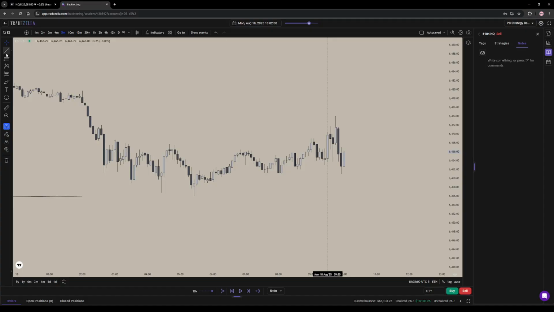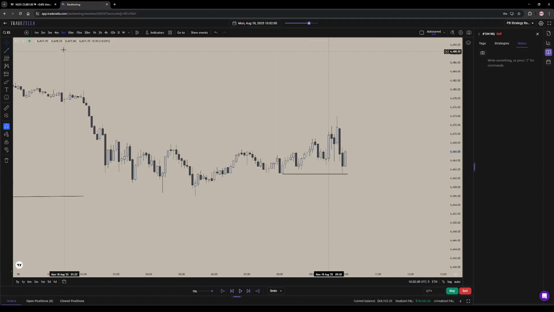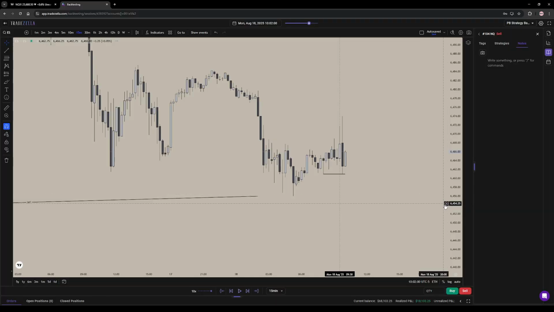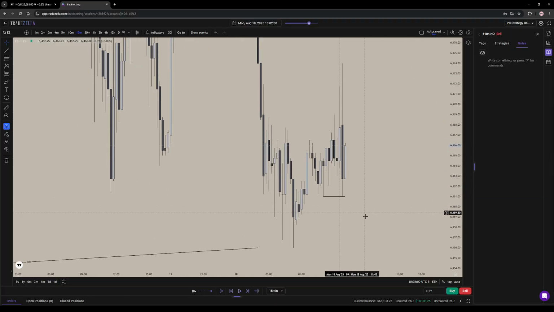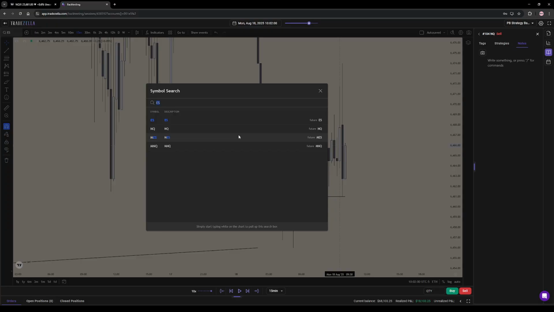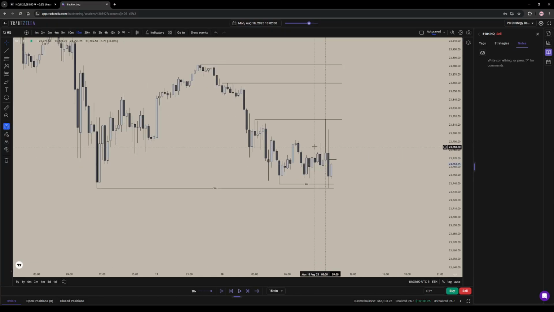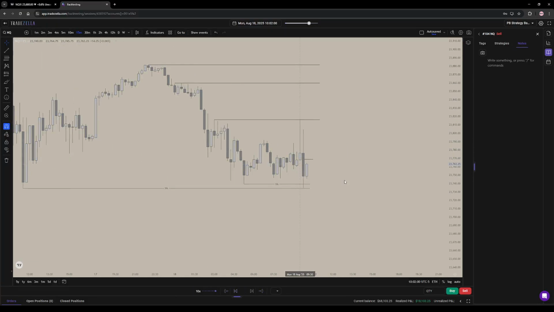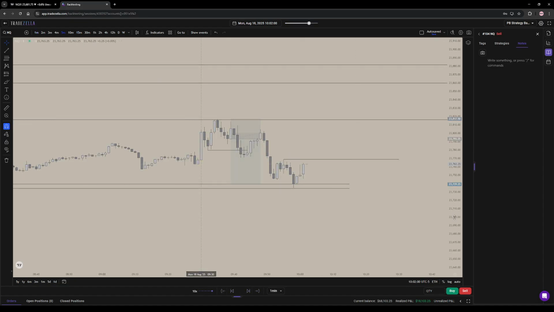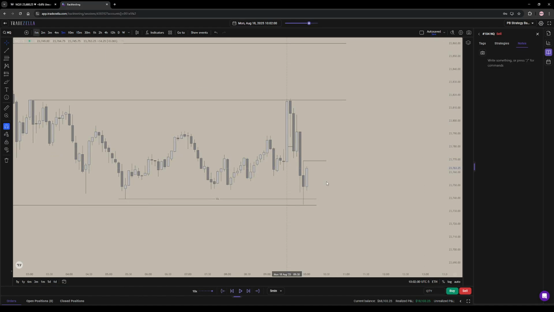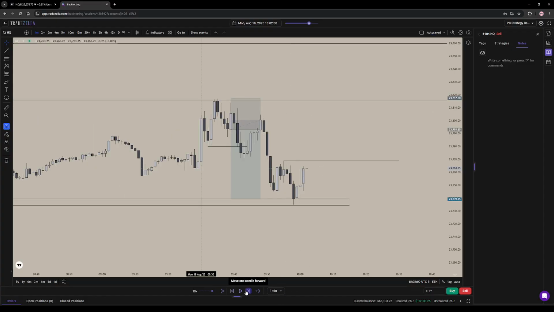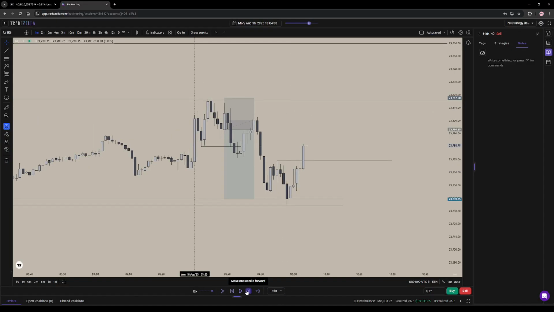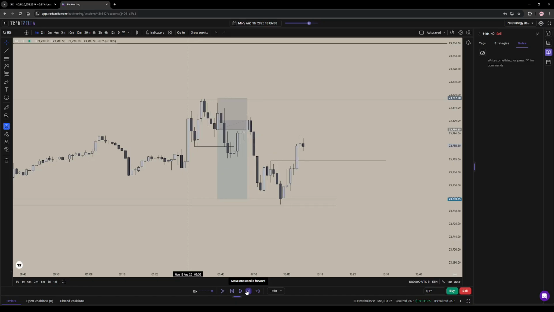Equal lows in ES as well, right here, and the 15 minute equal lows on ES. I still expect us to come lower and sweep them lows, so let's see if we can get a tap into a 5 minute gap, and then we can go from there. Especially with the 1 hour support. Nice.